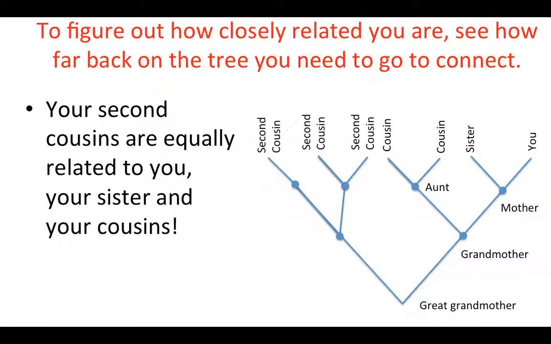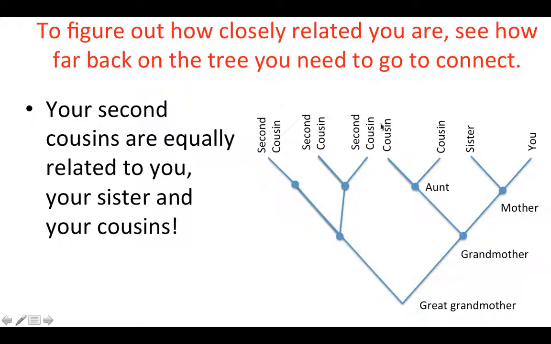This next point may be a little bit less intuitive. Your second cousins are equally related to you, your sister, and your cousins. That seems weird. If you just looked at the diagram, here's a second cousin. It might look like this second cousin is more closely related to your cousins than to you, or even to your sister than to you, but that's not true. And to see why, we just need to go back to our general rule to figure out how closely related you are, see how far back on the tree you need to go to connect.